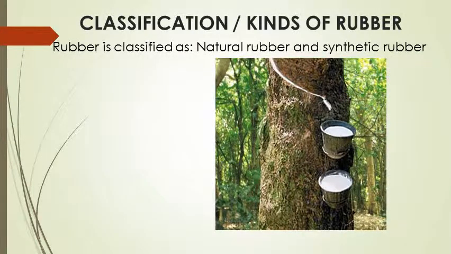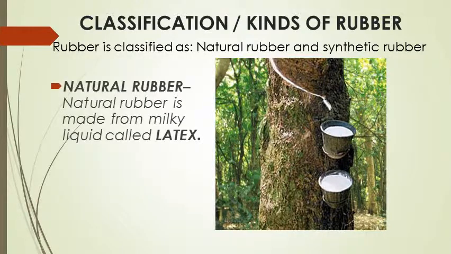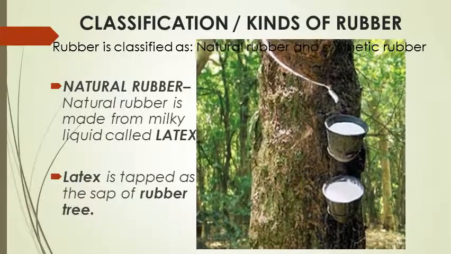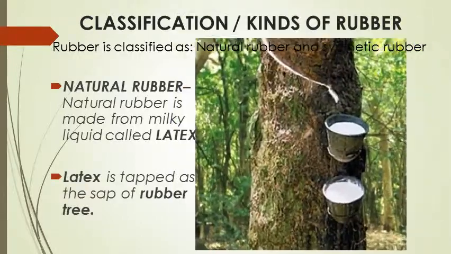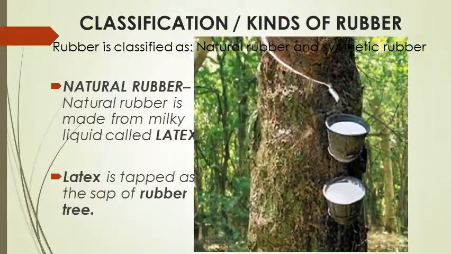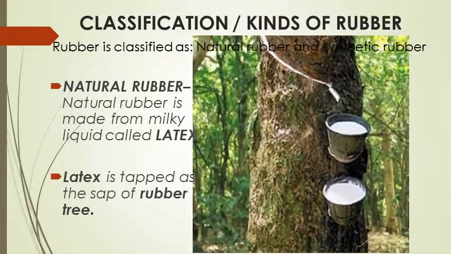Classification of rubber, or kinds of rubber. Rubber is classified as 1. Natural rubber and 2. Synthetic rubber. Natural rubber is made from a milky liquid called latex. Latex is tapped as the sap of the rubber tree. Latex is obtained from the rubber tree.